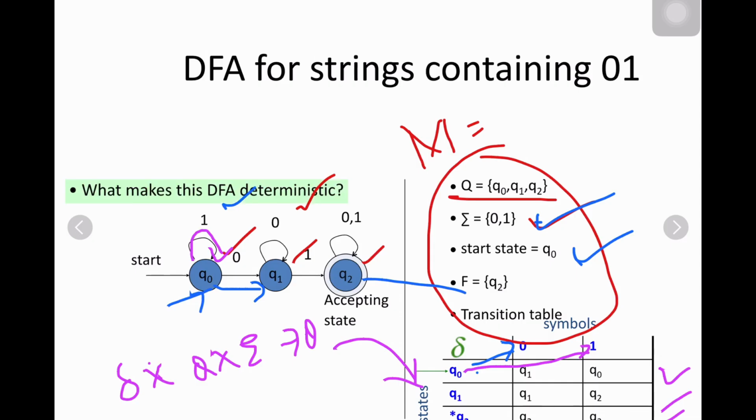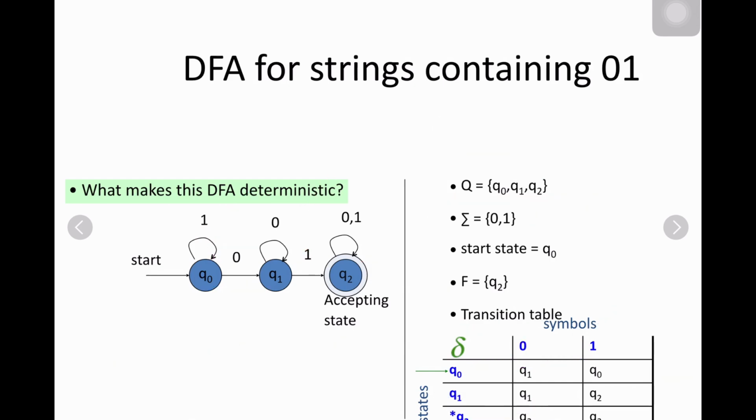Now once it is over, what makes a DFA deterministic? When do you say that a system is deterministic? Every state has a transition on every input. The inputs here are 0 and 1. Look at the first state: it has a transition on 0 as well as 1. The second state also has transitions on 0 and 1, and Q2 also has transitions on 0 and 1. So the DFA properties are satisfied.